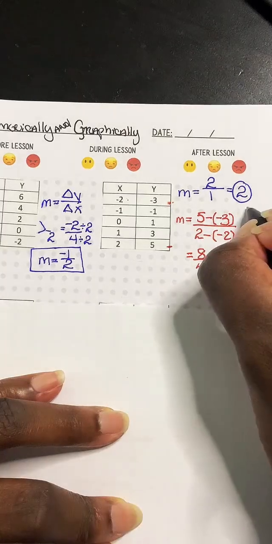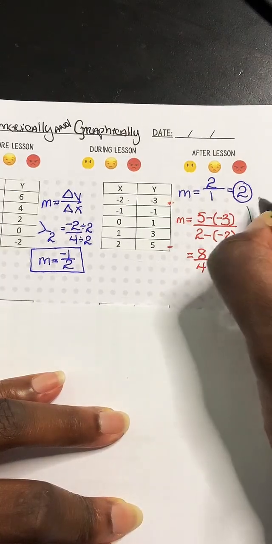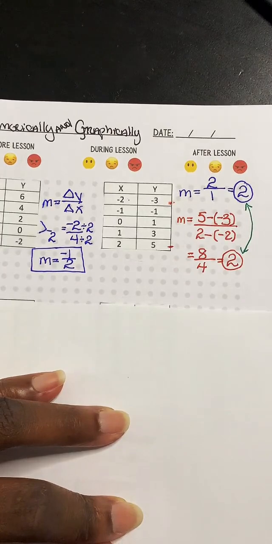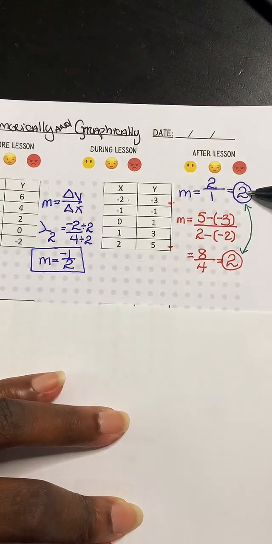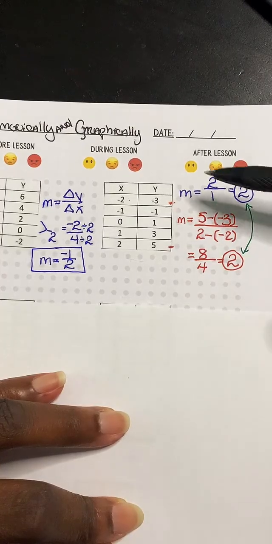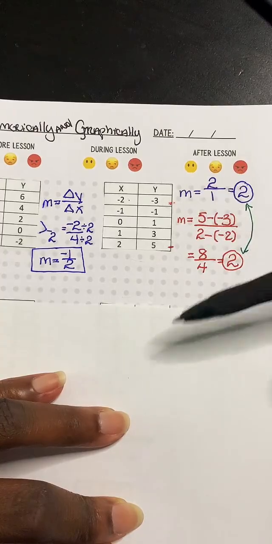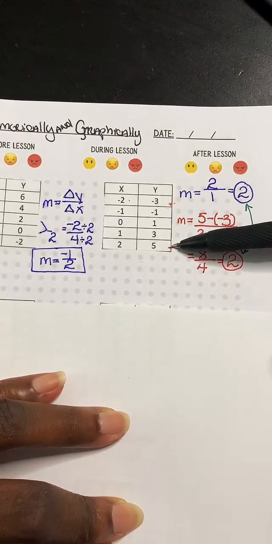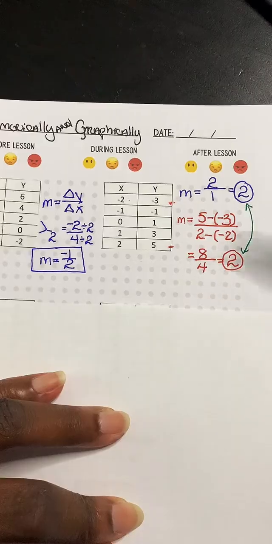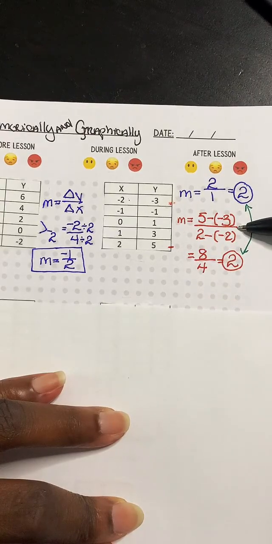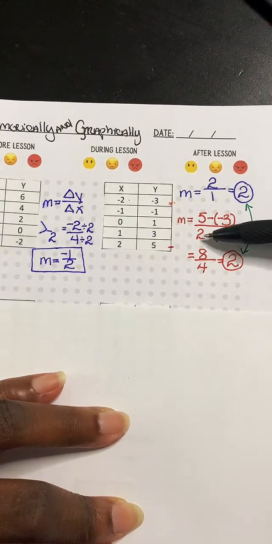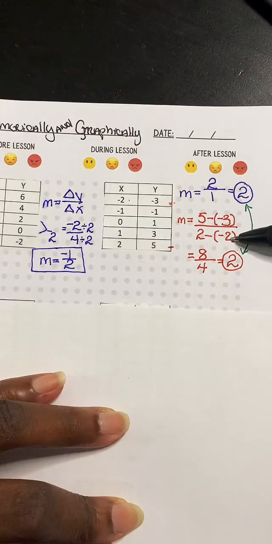And what do you notice? Both of them give you the same answer. So you see, you can simply find the pattern of your y's over the pattern of your x's, or you can pick a set of points. I like to go with the highest and the lowest. That's just me, just so I have a nice little range. And then I can plug it into my formula, which is your y2 minus your y1 over your x2 minus your x1.